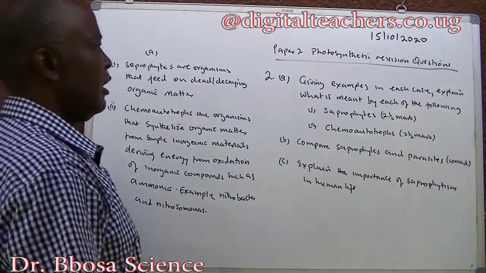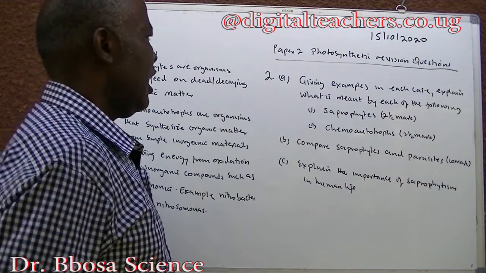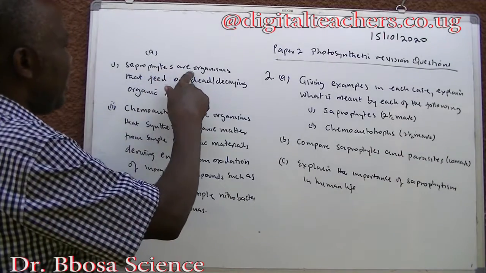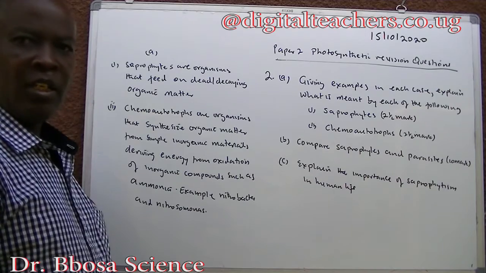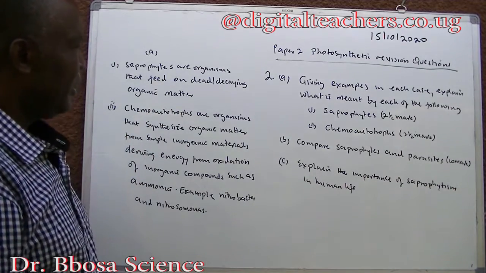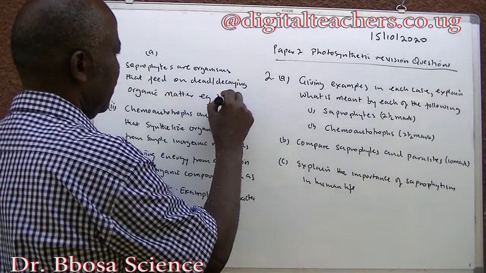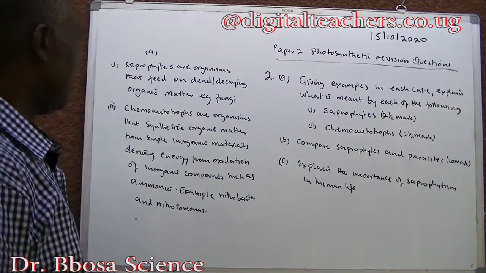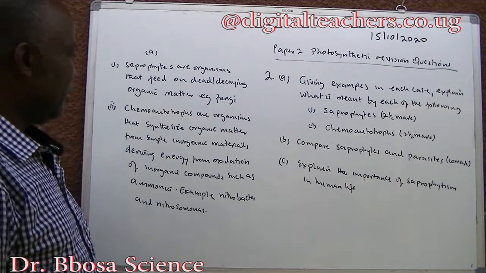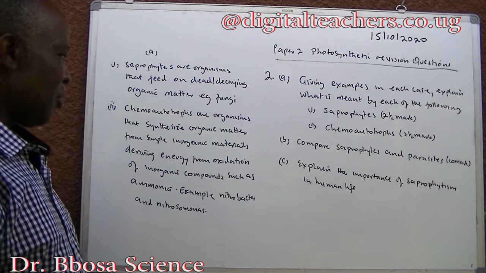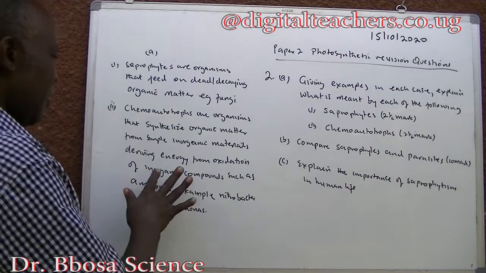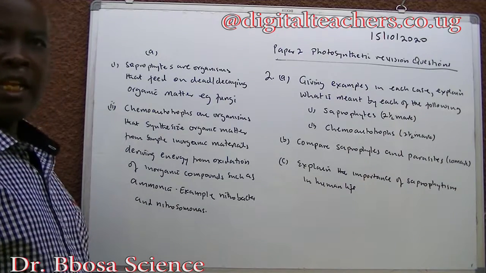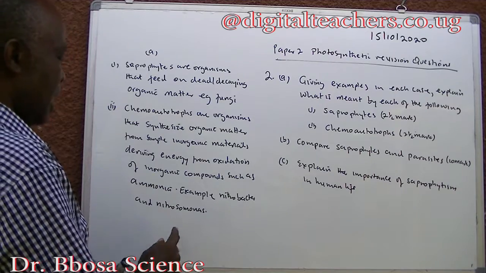Number 2, A. Giving examples in each case, explain what is meant by each of the following. 1. Saprophytes. Saprophytes are organisms that feed on dead or decaying organic matter. An example is the fungi. 2. Chemoautotrophs. Chemoautotrophs are organisms that synthesize organic matter from simple inorganic materials, deriving energy from oxidation of inorganic compounds such as ammonia. An example is Nitrobacter and Nitrosomonas.